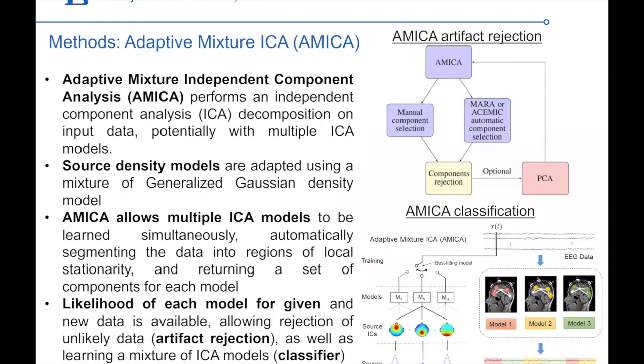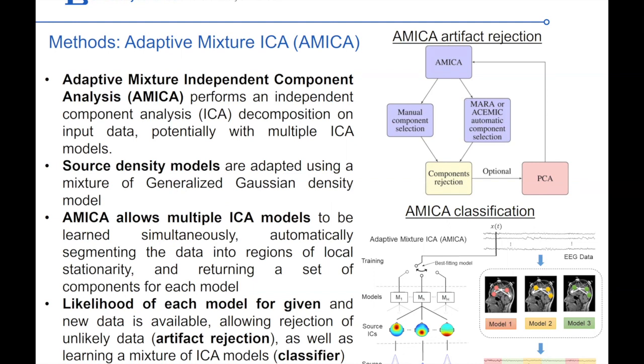Now, briefly, we have this model that we are developing. One of the challenges is that the data is transient. The ICA analysis that is usually done fits one statistical model to the whole data, which is not applicable here because the person can go in and out of different states of consciousness. So we use the adaptive mixture independent component analysis, AMICA, model, which divides the data into different regions of local stationarity and then fits models for each, which can be different for different time segments.